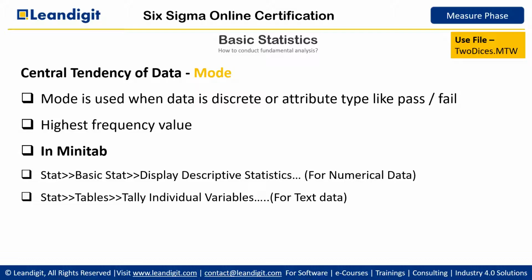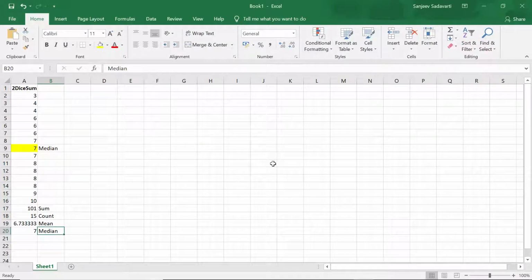Then we go to mode. The third method of central tendency is mode. Mode is used when data is discrete or attribute, like pass, fail, 1, 2, 3, like that. And the mode is called the highest frequency value. So let us try to understand from our Excel data.